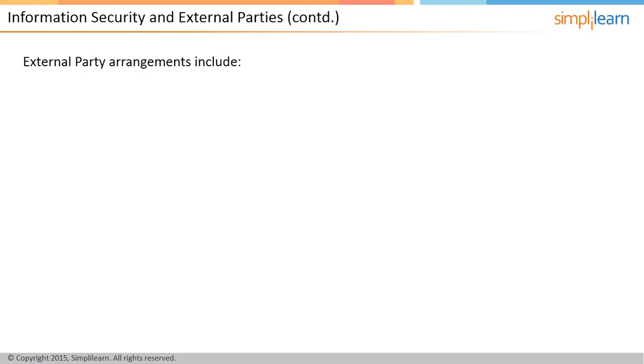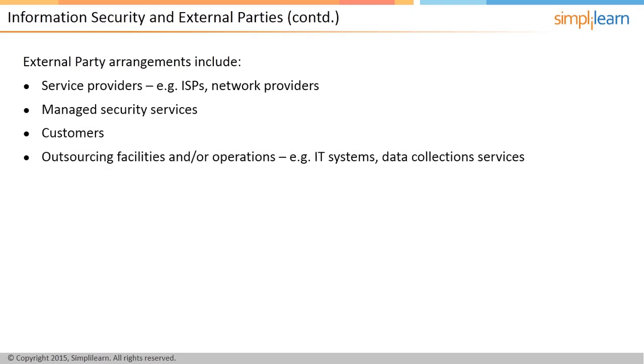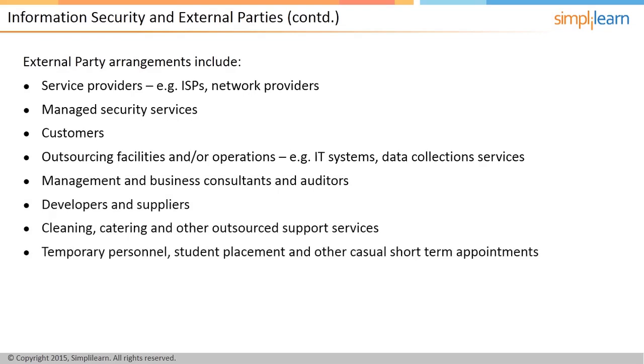External party arrangements include service providers, ISPs, network providers, managed security services, customers, outsourcing facilities and/or operations, IT systems, data collection services, management and business consultants and auditors, developers and suppliers, cleaning, catering, and other outsourced support services. Others include temporary personnel, student placement, and other casual, short-term appointments.